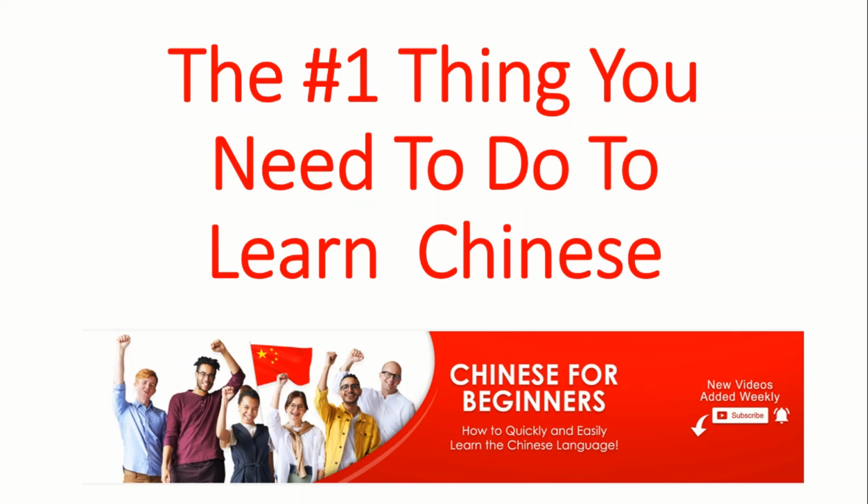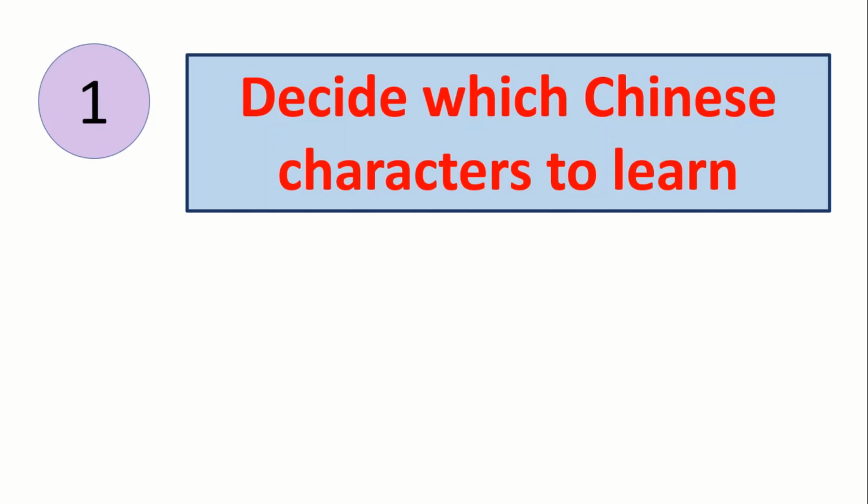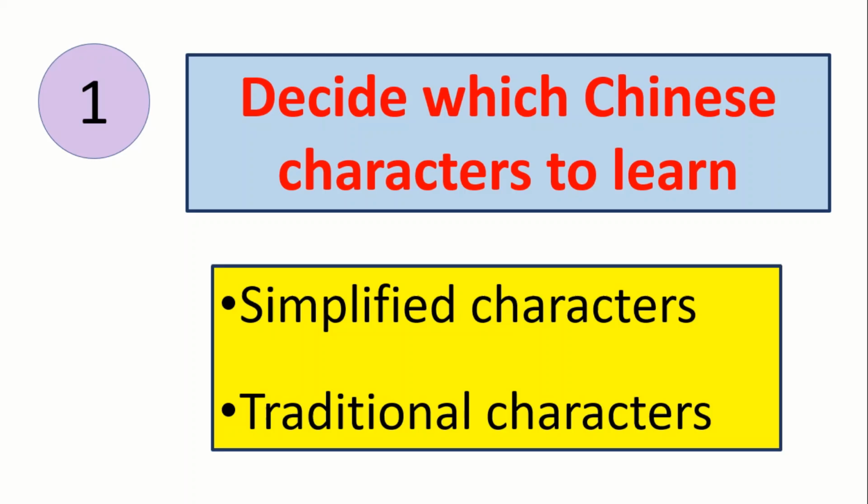Today, I'm going to share with you the number one things that you need to do when learning Chinese. Let's start. The first thing: you have to decide which Chinese characters you want to learn. Is it the simplified characters or the traditional characters?